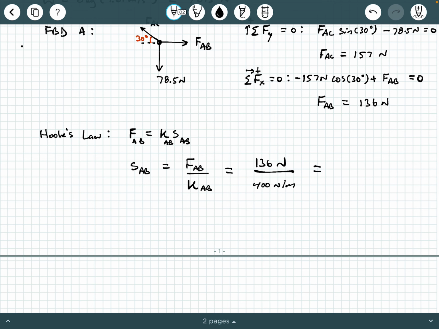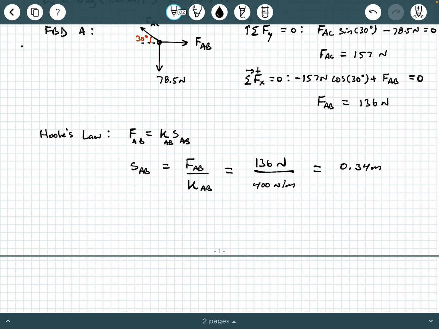And if we do a little bit of rearranging here, what do we get? Let's punch this in our calculator, 136 divided by 400, and I get 0.34 meters. So what that means is that spring in segment AB is going to stretch or elongate by 0.34 meters, okay? And so that is the amount of stretch. That's how much it actually stretches.